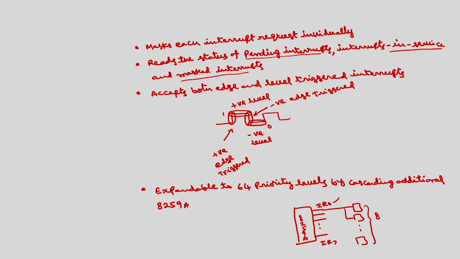Now, coming to the interrupt process: what is the interrupt operation, how will this interrupt operation take place, what are the steps in this interrupt process. What is the step by step procedure for interrupt operation? First, you have to initialize the 8259A. Step 1 is initialize the 8259A.